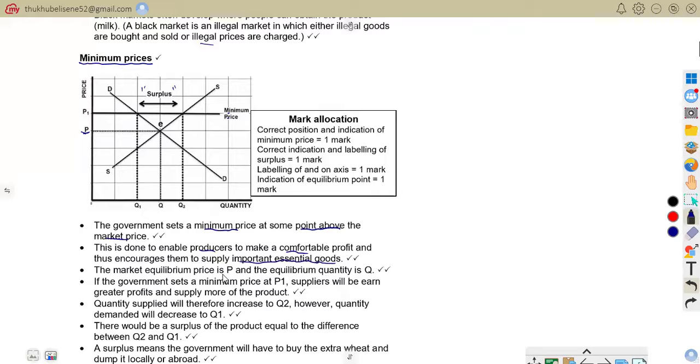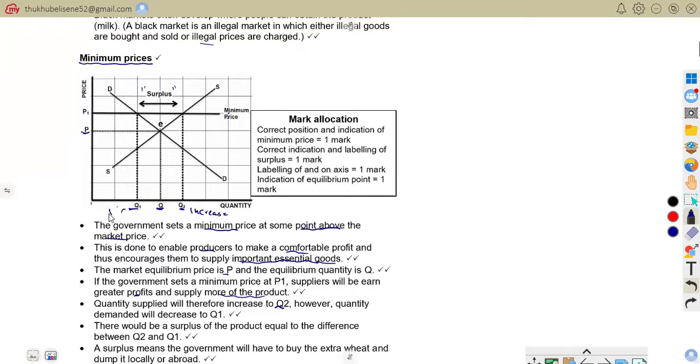So the market equilibrium price is P, and the equilibrium quantity is Q. If the government sets a minimum price above P, suppliers will earn greater profits and supply more of the product. So quantity supplied will therefore increase to quantity 2. Will increase here, to quantity 2. However, quantity demanded will decrease to Q1. So here we have an increase.